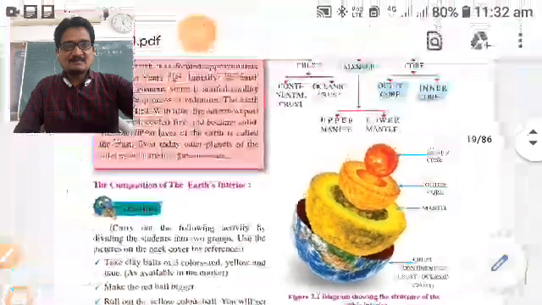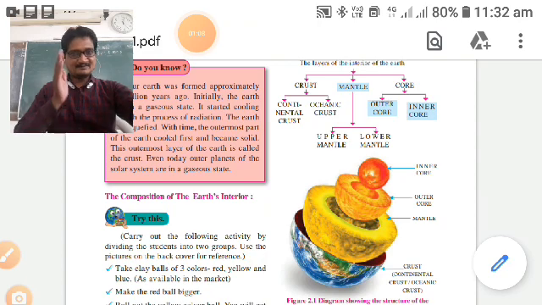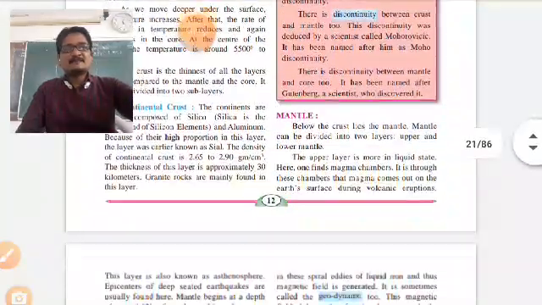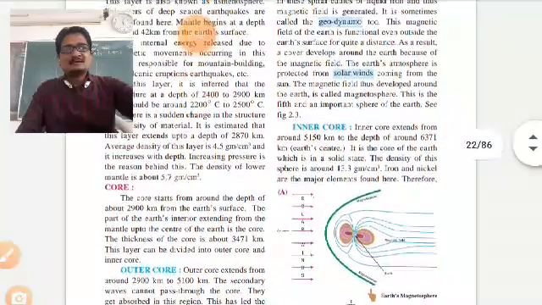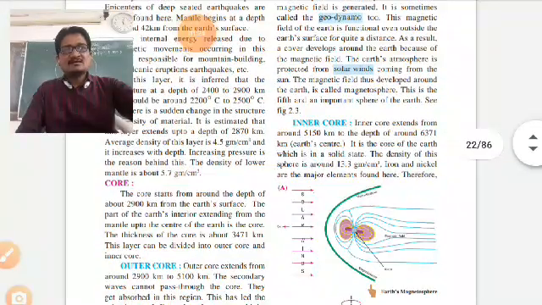The textbook appears on your screen. See it properly, each line, and listen to my video carefully, okay, and do your work. So in this video we are going to see the inner core. We have seen cores, meaning types of cores. We started with the outer core and inner core.